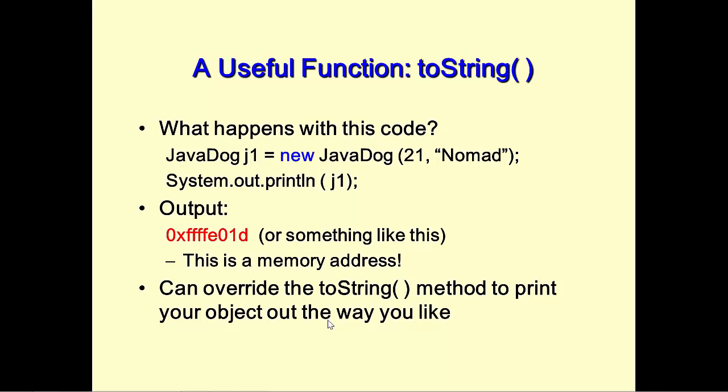So here's a really useful function, and it's called the toString function, and believe it or not, you inherit the toString function no matter what. Okay, so we can override it when we create our classes. So what happens when we have some code that looks like this?